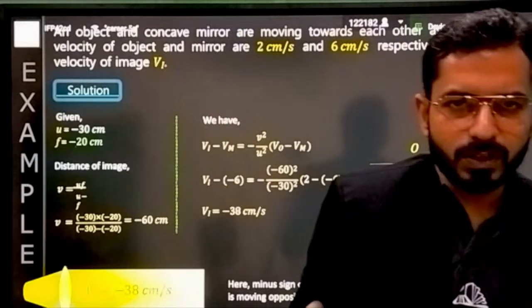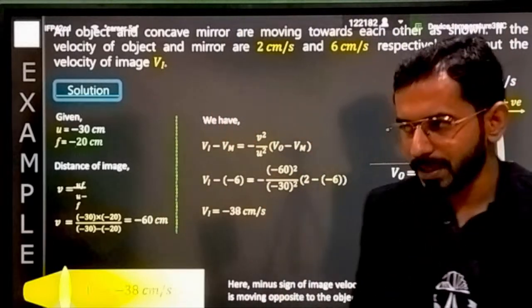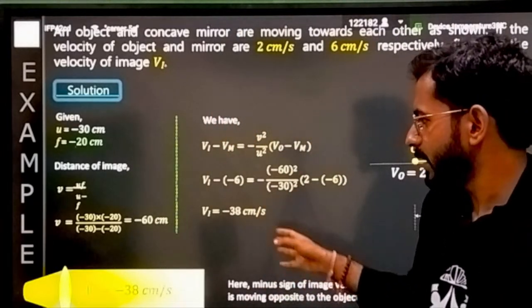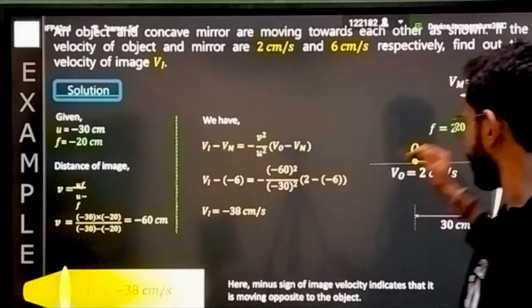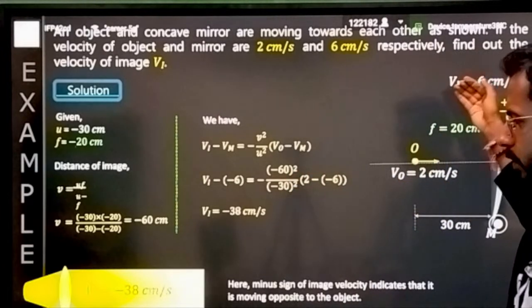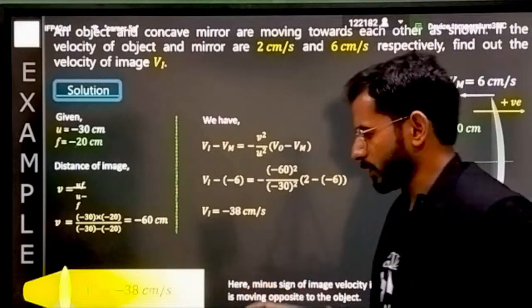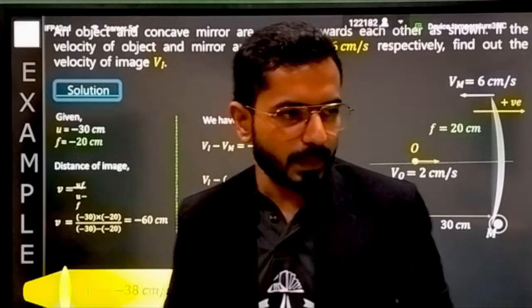I've told you there is a margin of error in signs. If you are keeping the signs correctly, then obviously everything will go the same. Just here it will become plus, because velocity of image you will be taking in the negative direction. That's why you will be taking it with a negative sign. Rest of the things are the same. Is it clear?